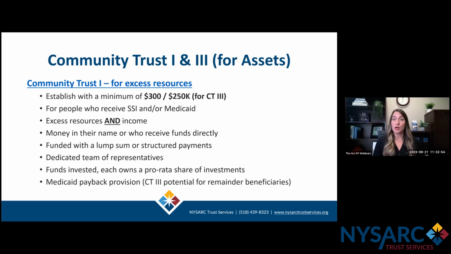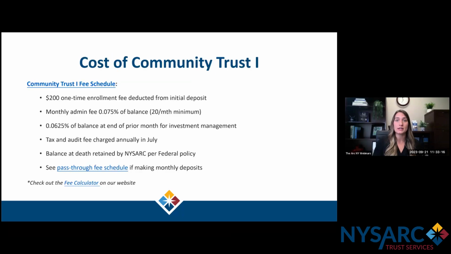Because these are first-party trusts, meaning it's the person's own money funding the trust, there's going to be a Medicaid payback provision upon the death of the beneficiary. With Community Trust 1, we typically retain the majority of the funds in the account, whereas with Community Trust 3, we have a little bit of a different structure, and there is a potential for some of that money to go to remainder beneficiaries, and I'll talk about that in more detail in a couple slides.